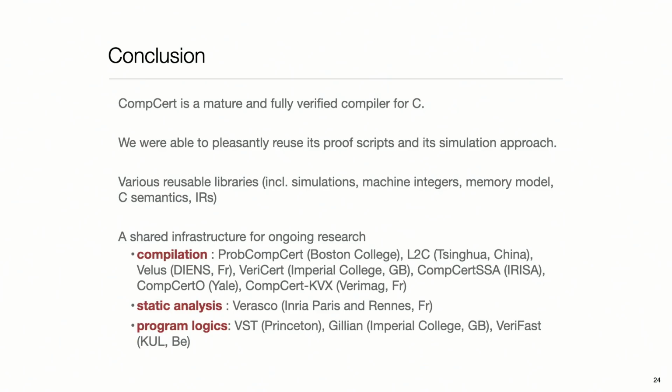Parts of CompCert were also reused to do static analysis. For instance, the Verasco abstract interpreters that reused the semantics of CompCert. And last, the language of CompCert was also reused to define program logics. So VST in Princeton, Gillian in London, and Verifast in Belgium.